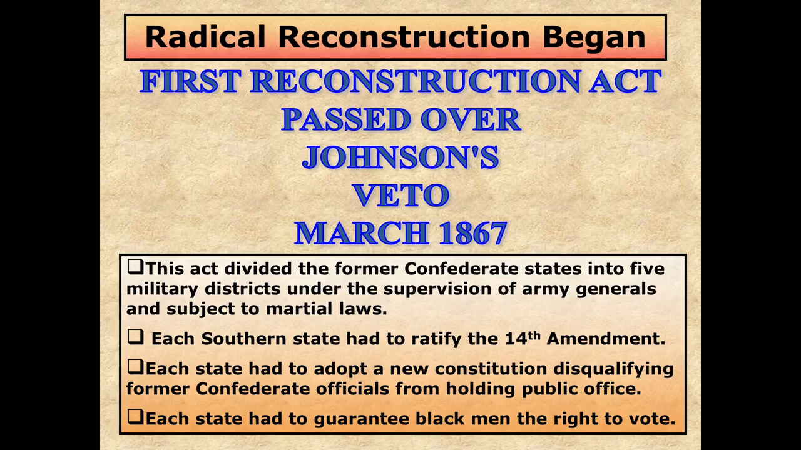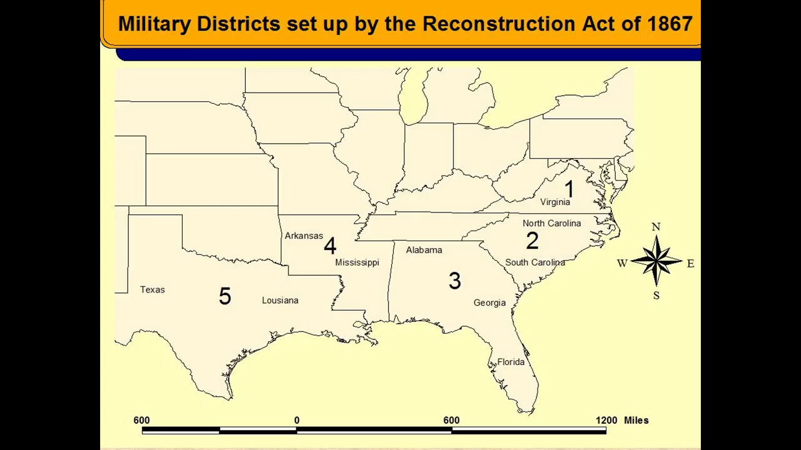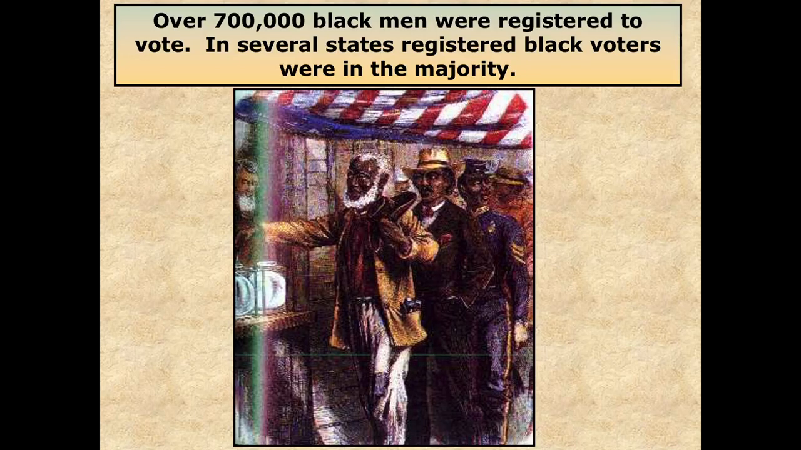So like we were saying, the Southern states had to adopt the 14th Amendment, make sure that no ex-Confederate holds public office, and they had to guarantee the freedmen the right to vote. So these five military districts, like I was talking about before, we are District 5, and the freedmen are going to show up to vote. 700,000 are going to be registered to vote.